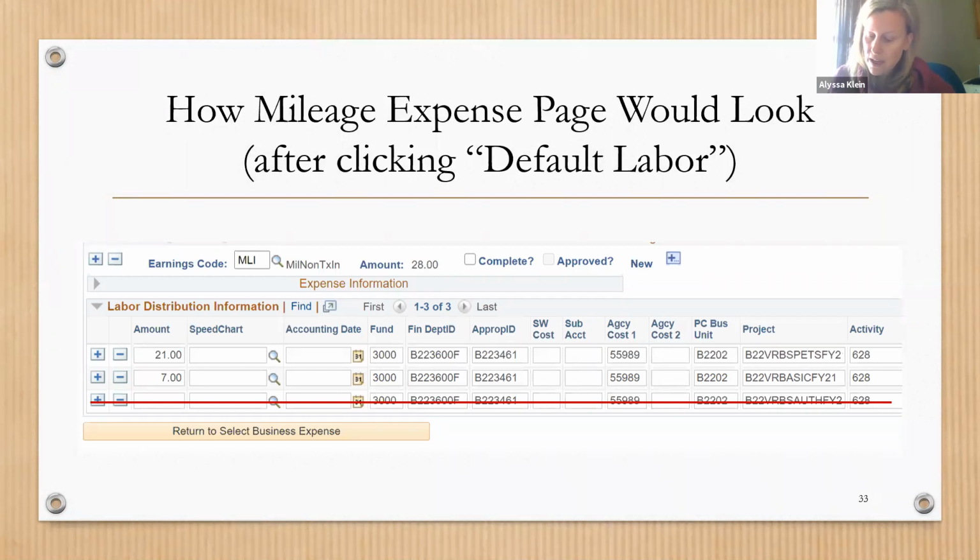Also, I didn't touch on travel time in this example either, so remember that you would also divide out your travel time according to what you focused on in the appointments you traveled for.